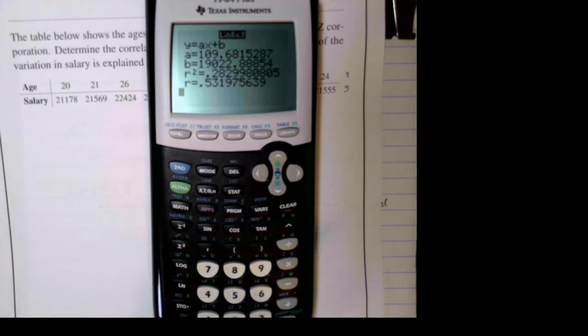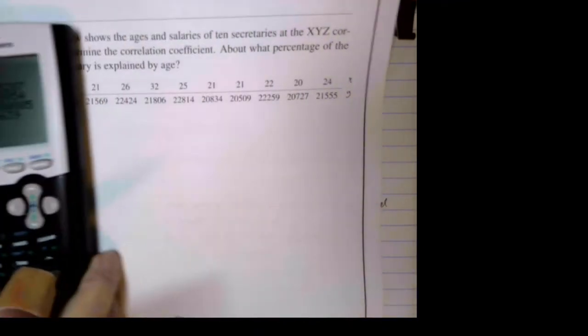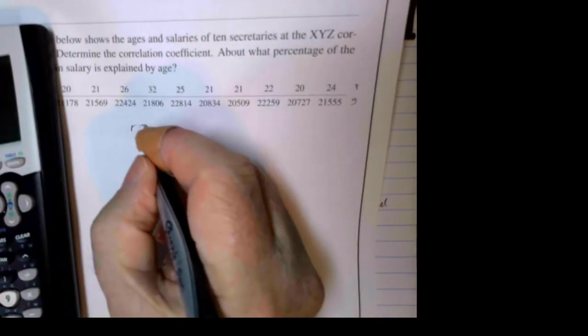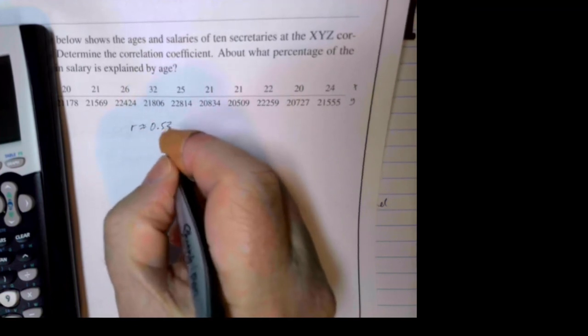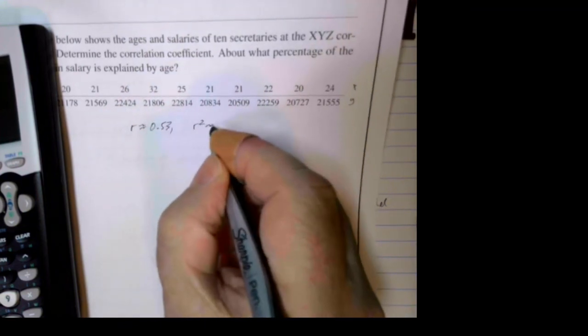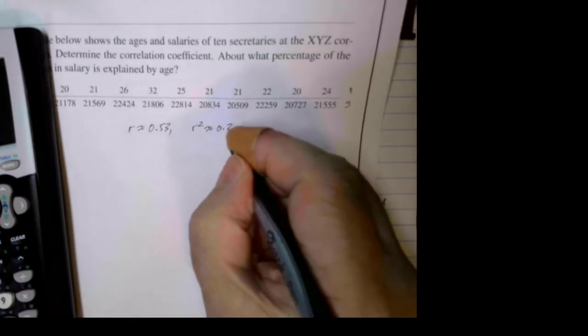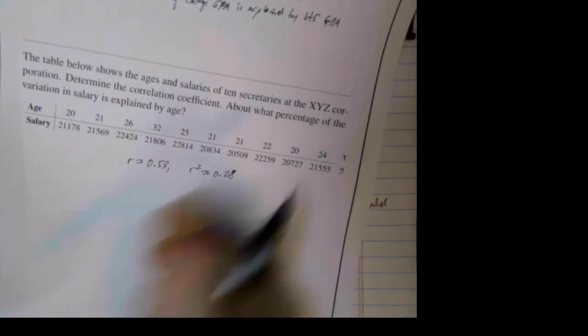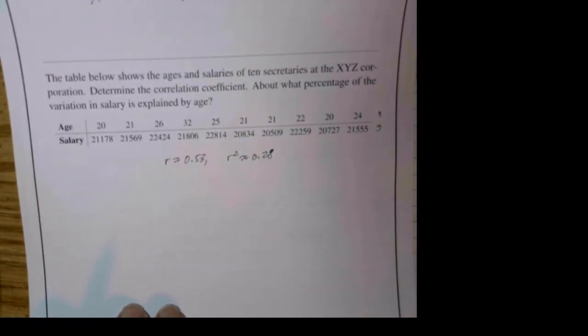We have R is about 0.53. Close enough. R squared is about, what is it? 0.28. Okay. So actually computing this stuff is really the easy part.